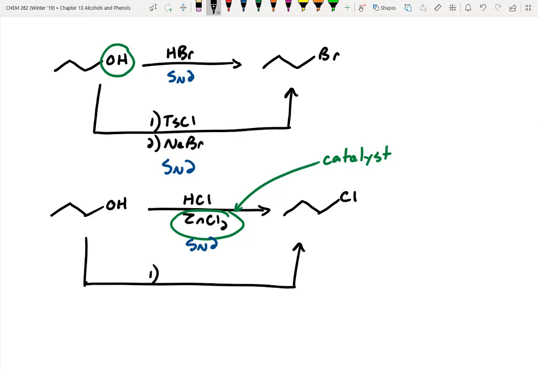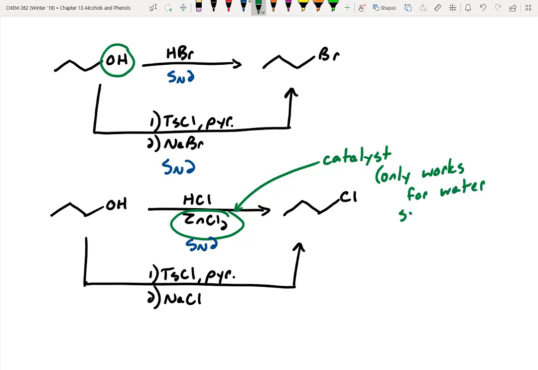Alternatively, like we saw, we can use tosyl chloride. Oh, I should put pyridine in both of these too. We need a base. Followed by sodium chloride. And I'm also going to put a little note on this catalyst. This only works for water-soluble alcohols. So it is fairly limited.